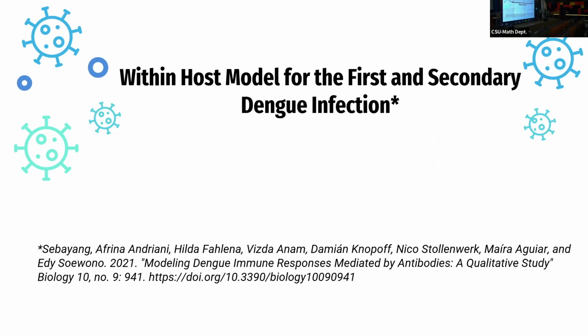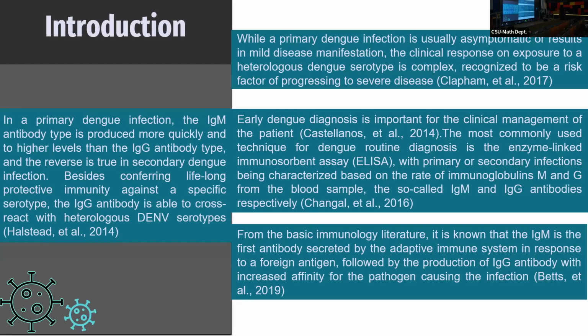As I mentioned in the second talk, the second infection could be very severe rather than the first infection. So we have some differences to observe in dengue infection. The primary dengue infection is usually asymptomatic, with mild disease manifestation, and the clinical response to exposure to a heterologous, or different, dengue serotype is complex.